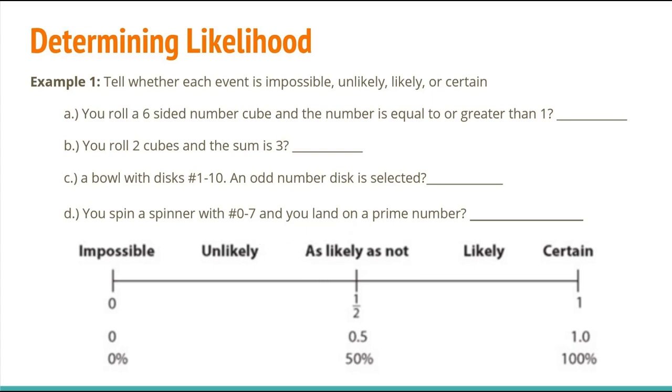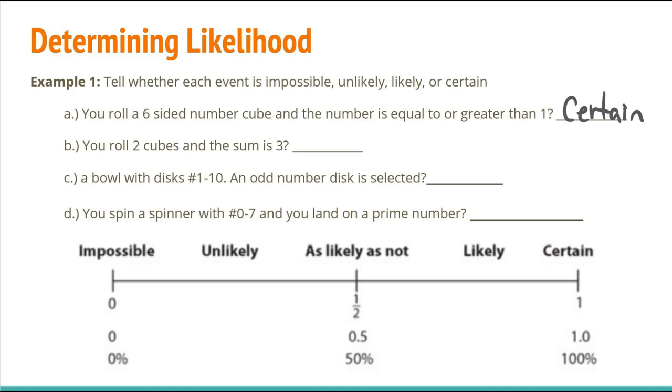So let's look at our first example. It says you roll a 6-sided number cube, tell whether each event is impossible, unlikely, likely, or certain. Our first one says you roll a 6-sided number cube and the number is equal to or greater than 1. Well, if you think about it, every number on our cube is equal to or greater than 1. 1 is equal to, and 2, 3, 4, 5, and 6 are all greater than 1. So the likelihood of rolling that would be certain. No matter what number we roll on the cube, it's definitely going to be at least 1 or larger than 1.